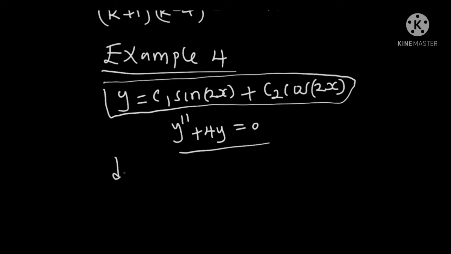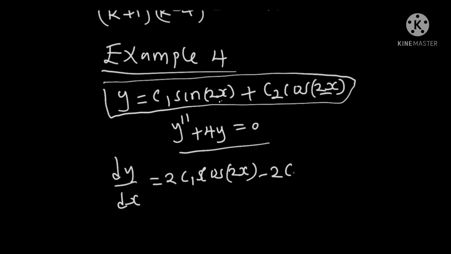Let's start. dy over dx. When we differentiate sine, we get positive cosine. But again, we need to differentiate this angle 2x with respect to x. We get 2. So that will be 2 c1 cos 2x. When we differentiate cosine, we get negative of sine. But again, we need to differentiate this angle 2x with respect to x. We get 2. So it becomes minus 2 c2 sine 2x.